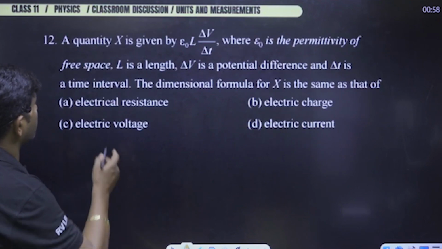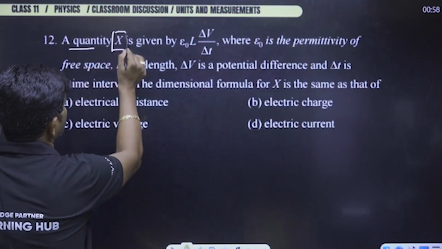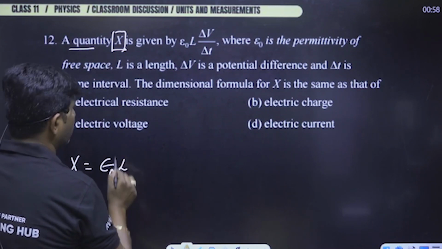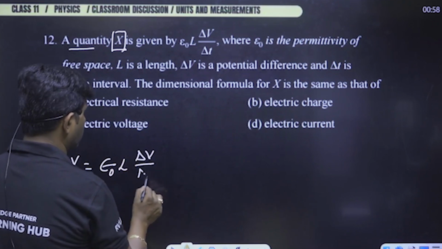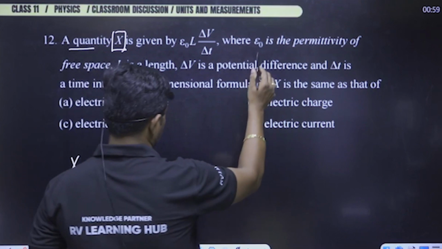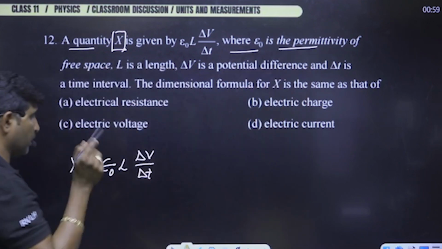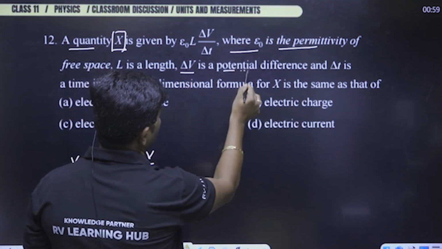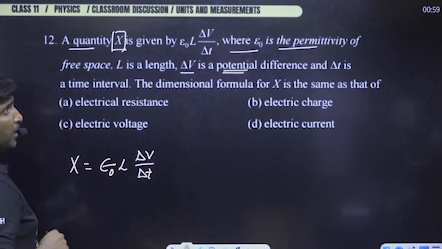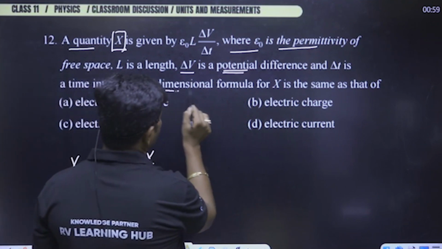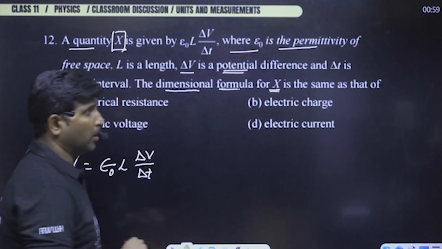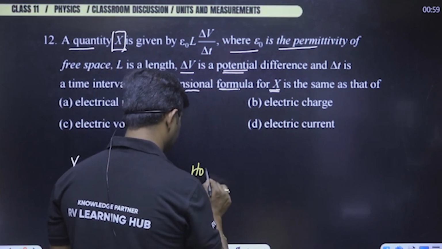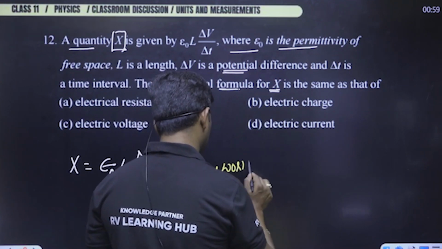What they are saying to us here: a quantity x is given by epsilon naught into L into delta V by delta T, where epsilon naught is the permittivity of free space, L is the length, delta V is the potential difference, and delta T is the time interval. Therefore, what is the dimensional formula of x? Please take this as a homework problem.